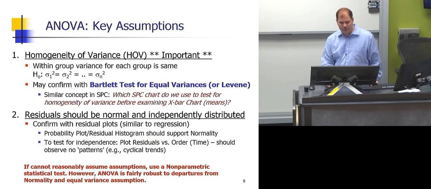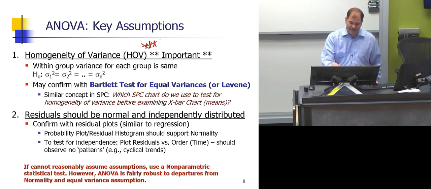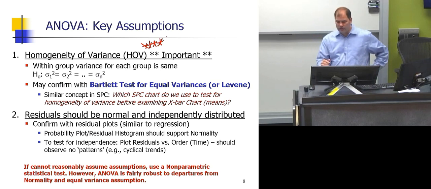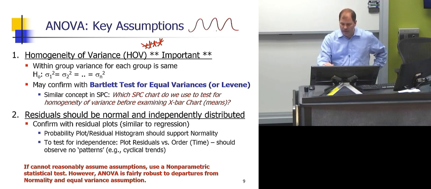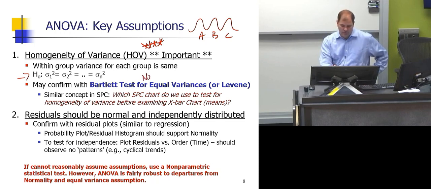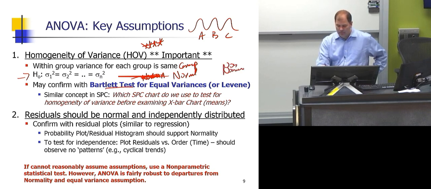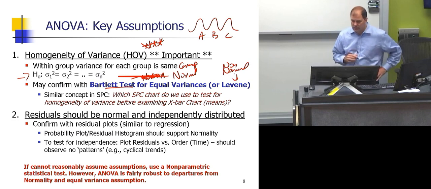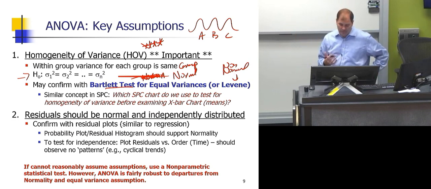All right, 2 key assumptions. The first one is the HOV assumption, homogeneity of variance. We're going to assume that if we have groups A, B, and C, that the variances of the groups are equal. If you want to test for equal variances, if you assume the data are normal or the groups are normal, then we use what's called a Bartlett test. If it's non-normal, we can use a Levene test. Or Levene can be used for either of them.